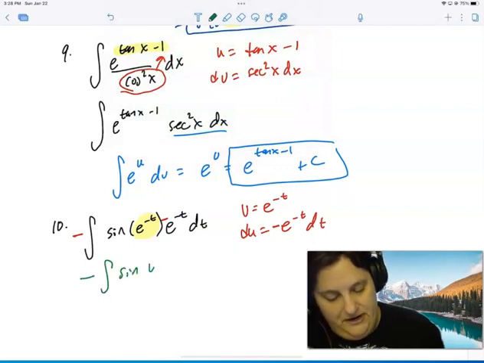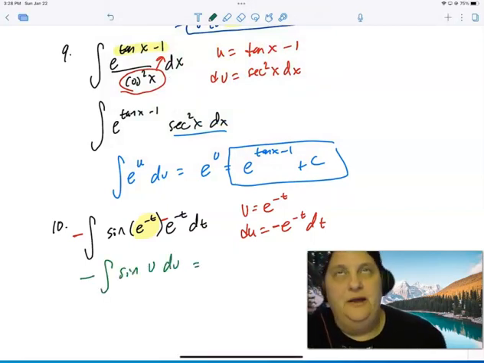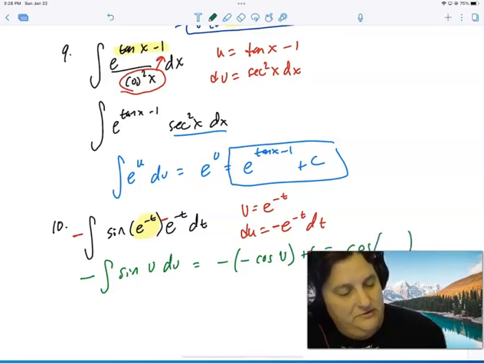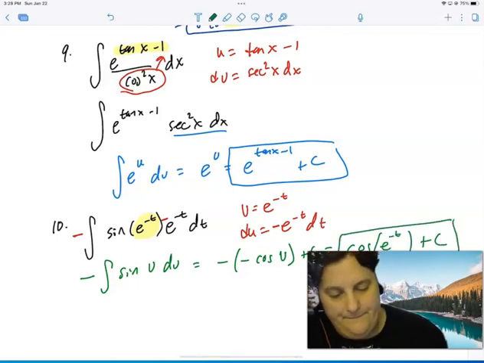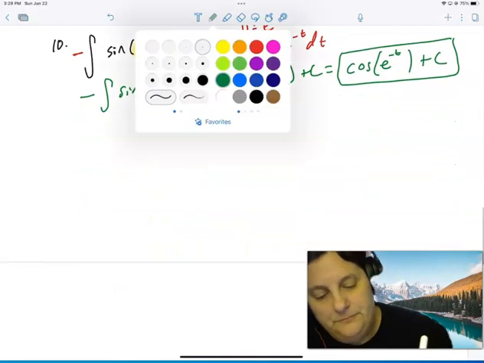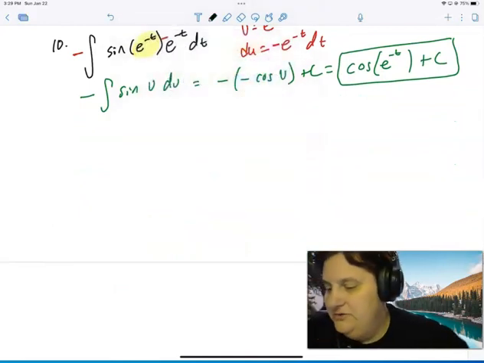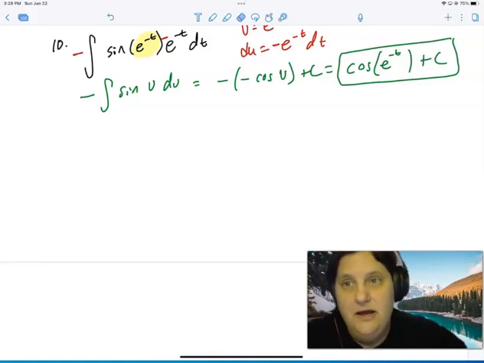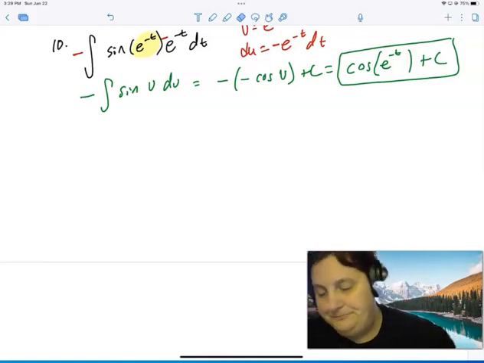the integral of sine u du. And I know the integral of sine is negative cosine. So I have negative cosine u. Those two negatives become a positive cosine u plus c, and that's e to the negative t. Okay. Awesome. All right, now we're going to do some evaluating ones, and it might be more u sub, it might be more sine, like we'll see what we come up with here.